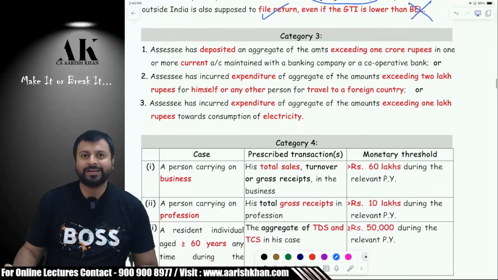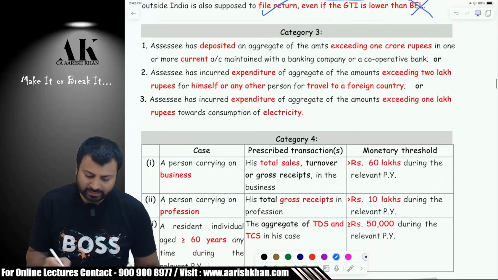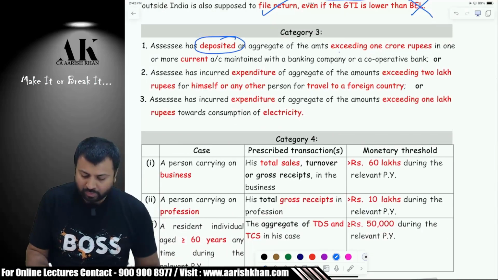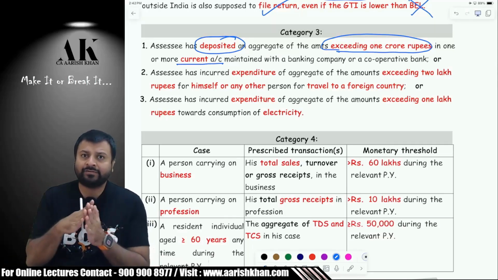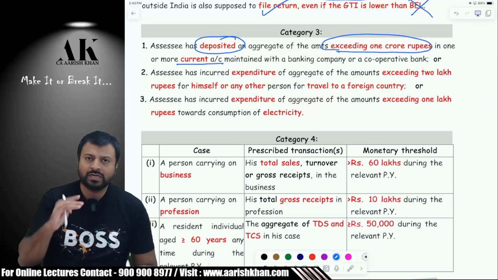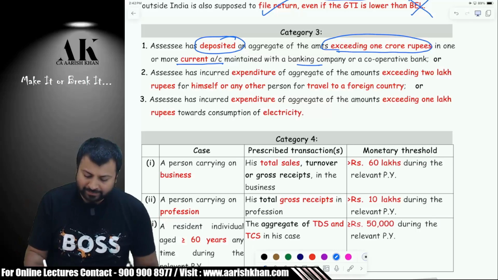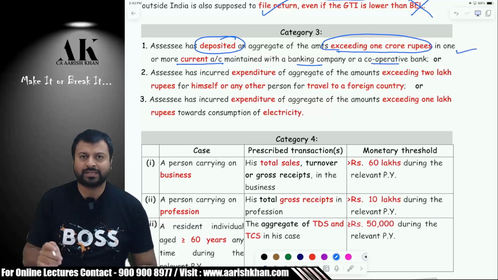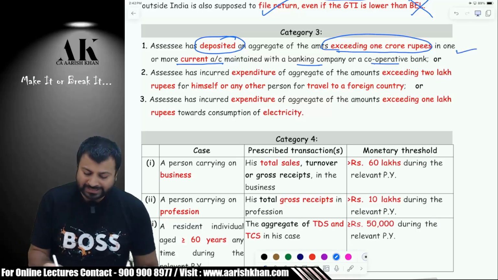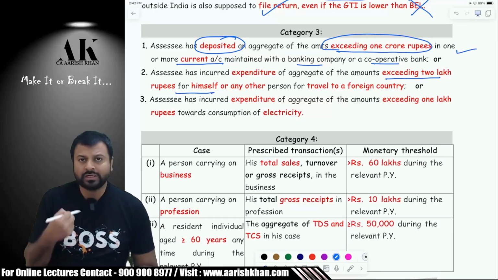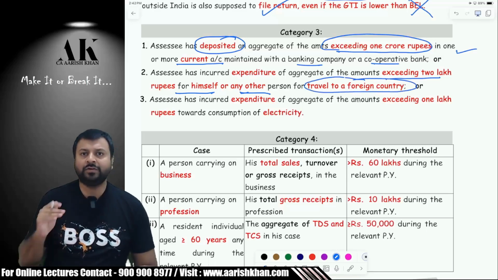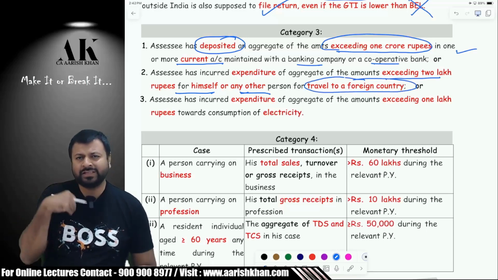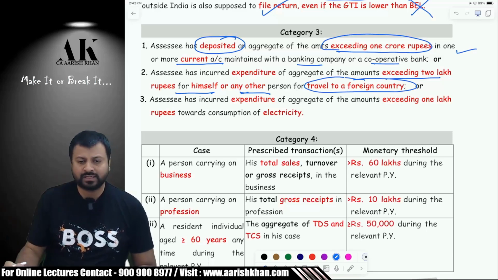Category 3. In category 3, there are multiple people who are coming over here. If any assessee deposited more than 1 crore rupees in one or more current accounts. So if you deposit more than 1 crore rupees in one account or aggregate of 2 accounts or aggregate of 3 current accounts in one or more accounts of a banking company or a cooperative bank, you are supposed to file the income tax return. Next, if you are incurring more than 2 lakh rupees for either yourself or for any other person for a foreign travel, you are supposed to file the income tax return.